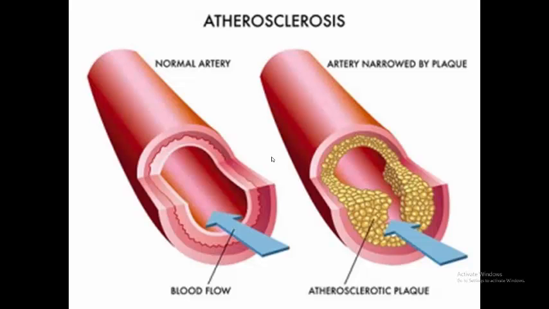So think about this for a second. If this is a healthy blood vessel with an open, narrow passageway that blood swooshes right through, everything's hunky-dory. If plaques are building up in this vessel, it is narrowing the passageway.